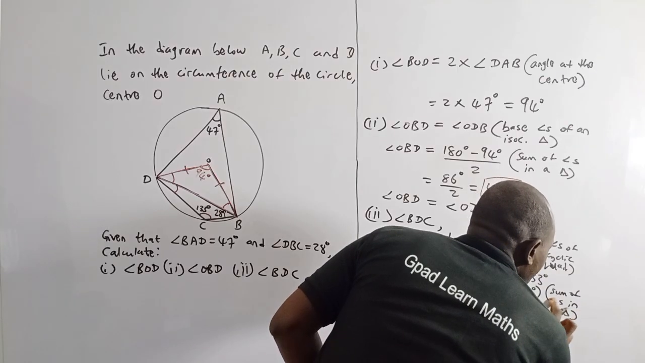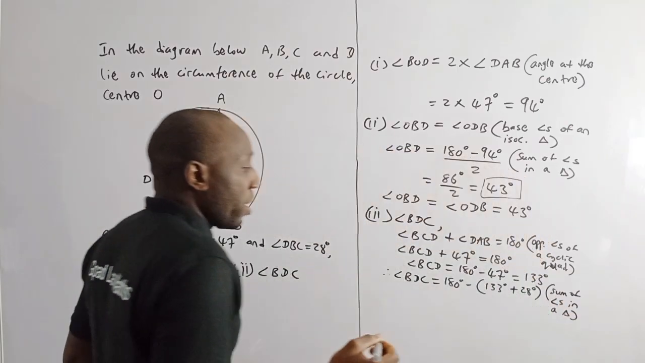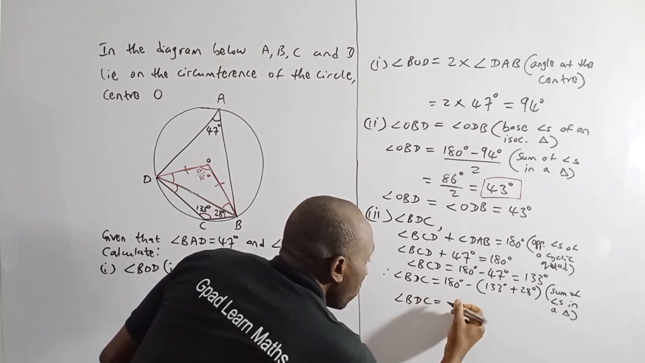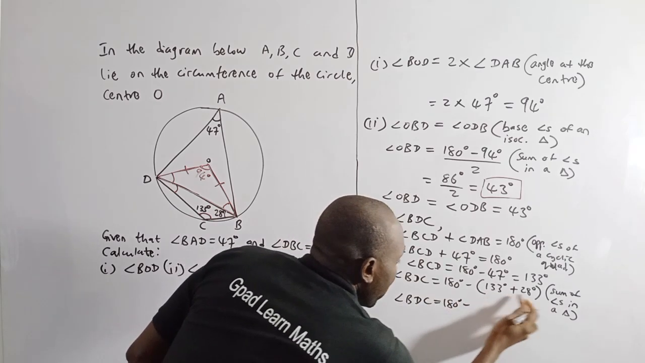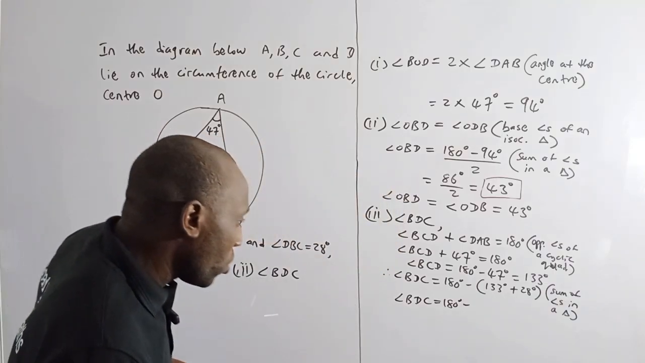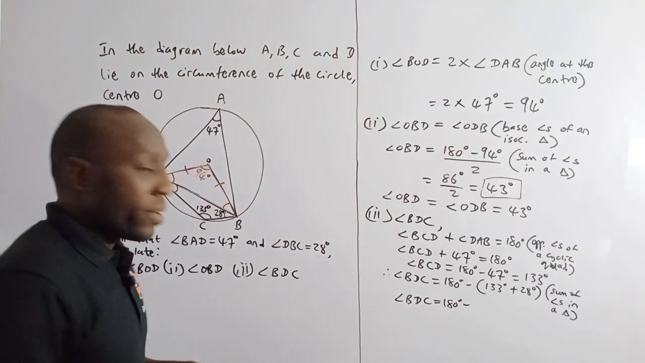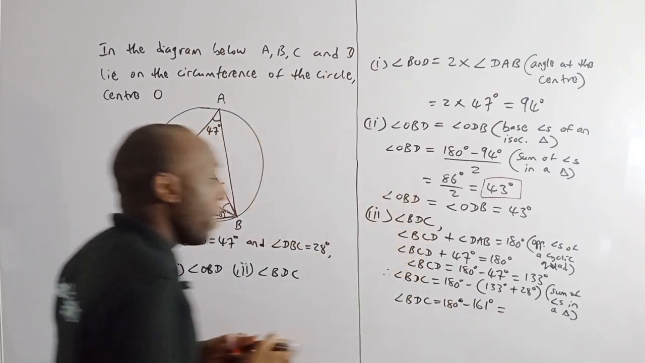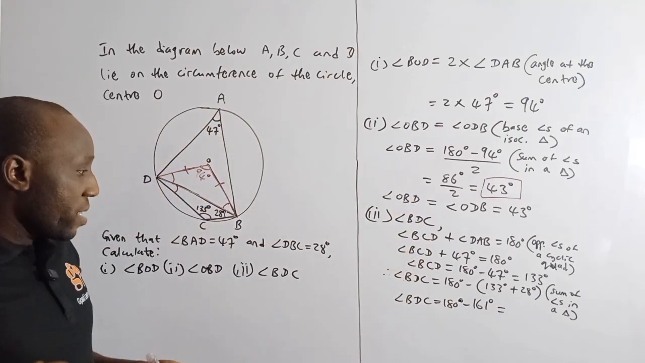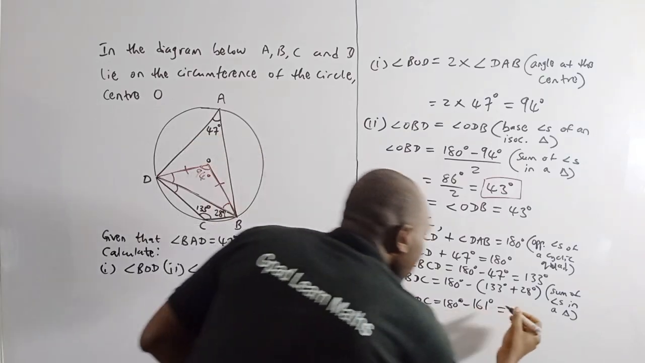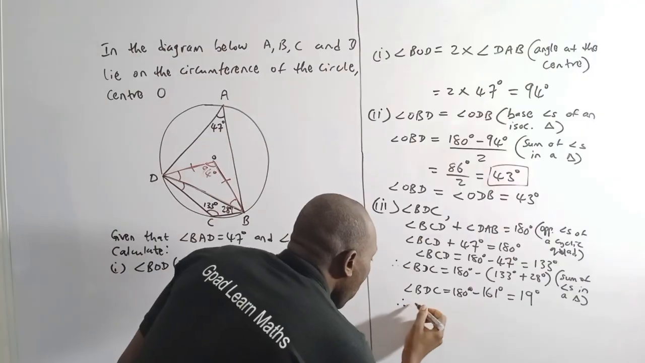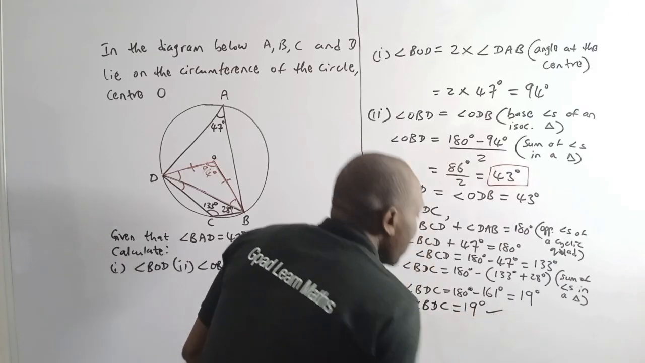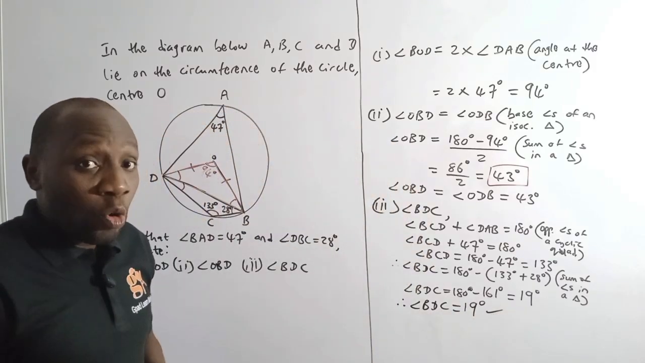Now, I'm using this short symbol for angles in a triangle. Okay, so angle BDC will be equal to 180 degrees minus, what's 133 plus 28? That's what? 161 degrees. And what is 180 minus 161? That's 19 degrees. So, therefore, angle BDC is equal to 19 degrees. And this is the value that we have for angle BDC.